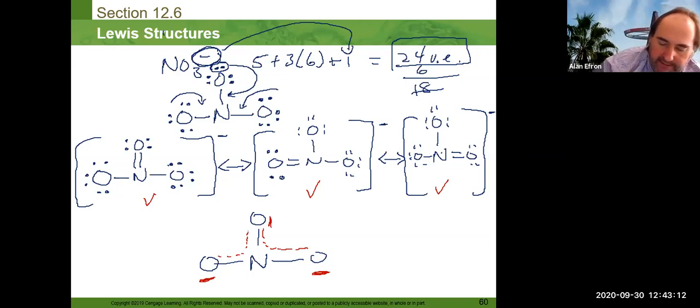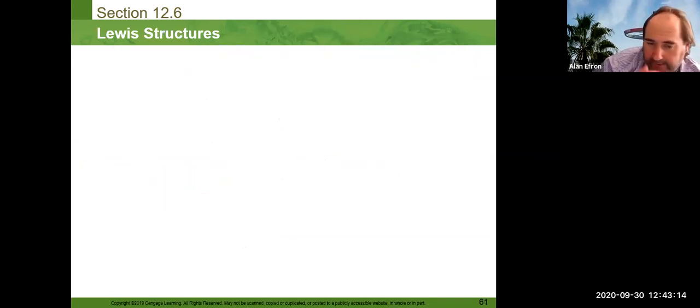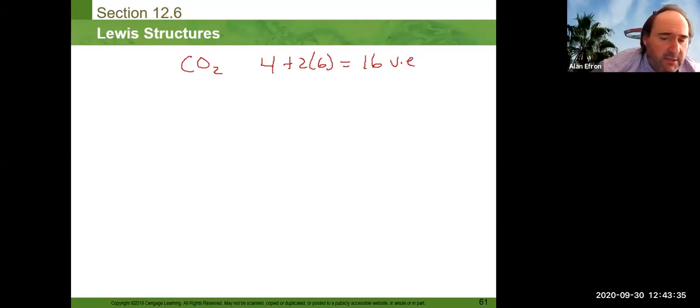And we did see this one more. Let's take a look at one more together that we saw earlier, which was, excuse me, CO2. And just to show you again how we get to that structure that we saw earlier, carbon is 4, oxygen is 6, and there's 2 of them. So that is 12, and 4 is 16 valence electrons. So again, carbon here is least electronegative, further to the left. It would go in the center.